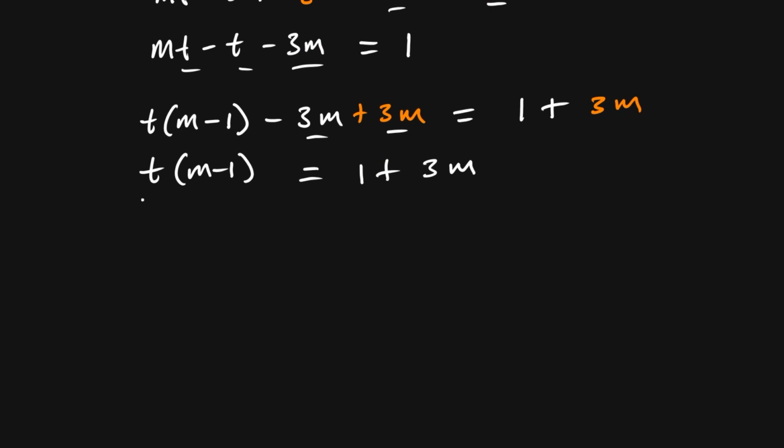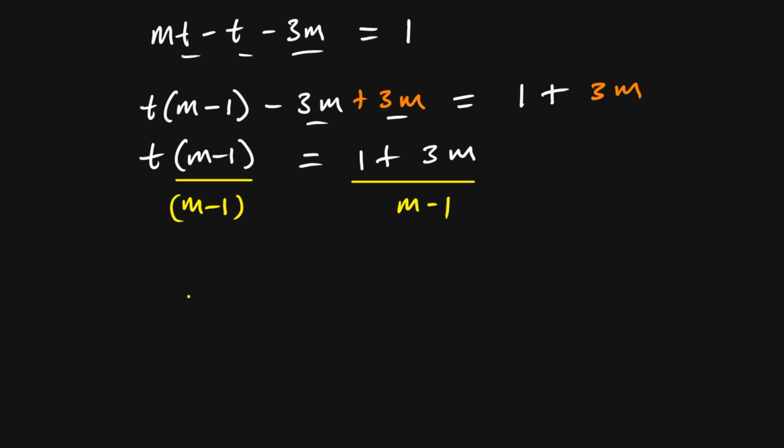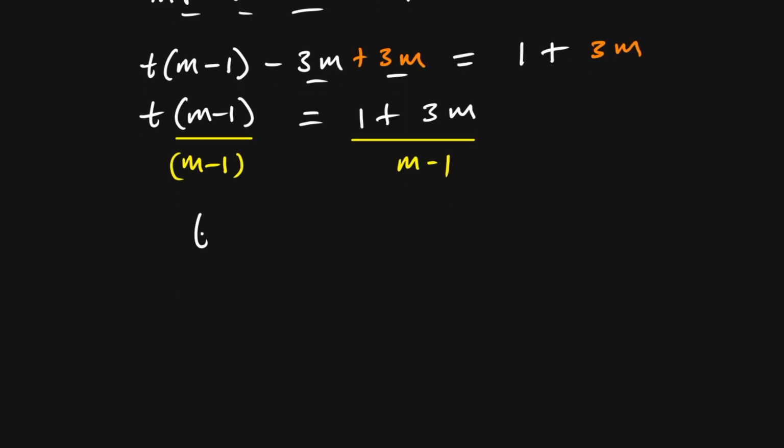But we are required to make t the subject of the formula. And from this step, to effect that, let's divide both sides by m minus 1. So this will become divide by m minus 1 and divide by m minus 1. Now we have t equals 3m plus 1 all over m minus 1, thus making t the subject of the formula.